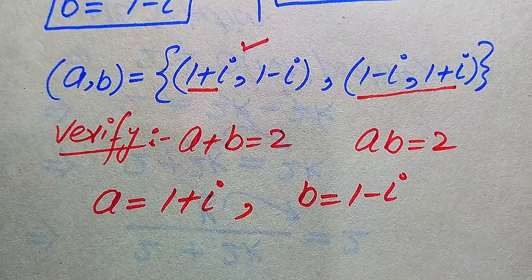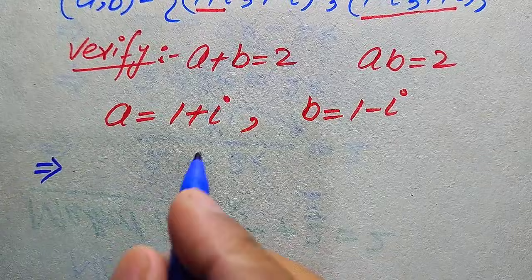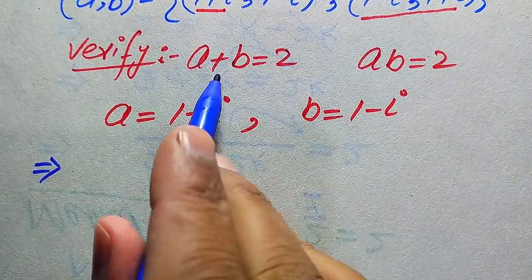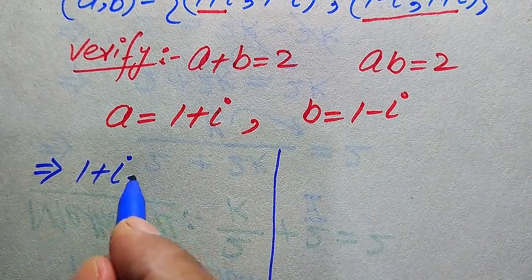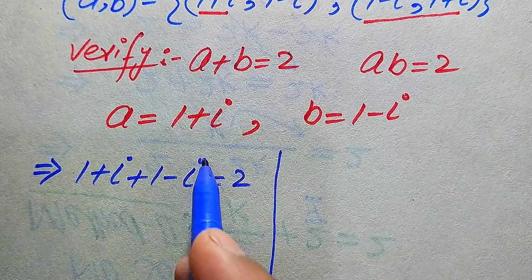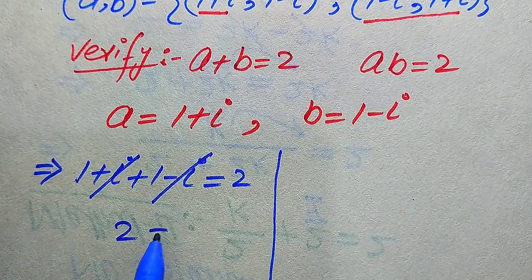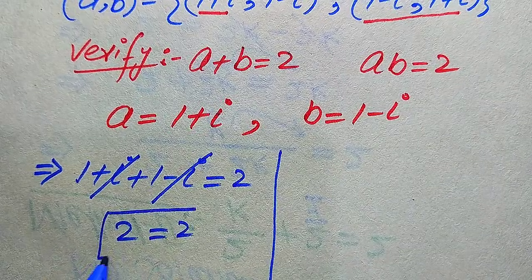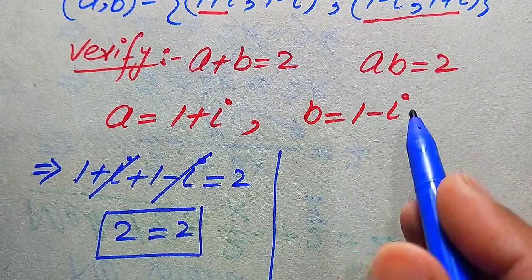So for these values of a and b, we verify both of these in the question statement. So when you put this value and this value here, it becomes 1 plus iota plus 1 minus iota equals 2. Here you see that the negative and positive iota are gone, and we get 1 plus 1 equals 2. This shows that both of these values satisfy our first equation, and now we verify the second equation.